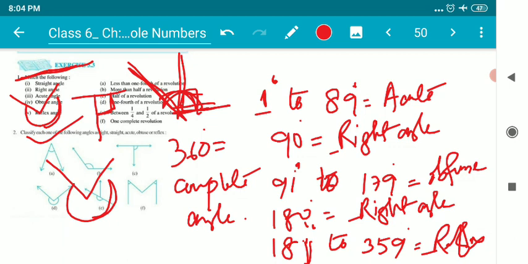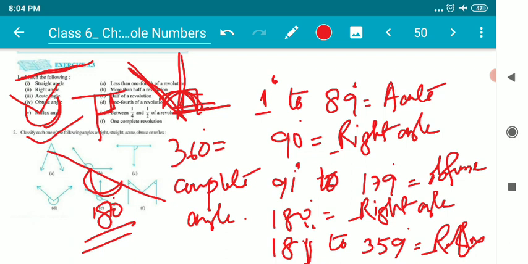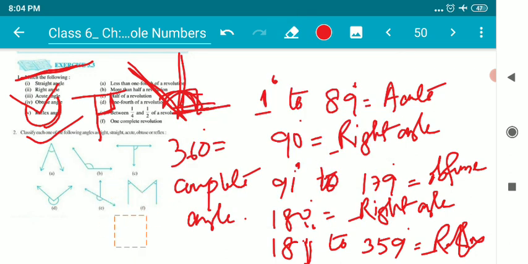Number E is on a straight line, so this is 180 degrees. Next is angle F, in which two angles are given. Both the angles are below 90. So this is acute, and this is also an acute angle.